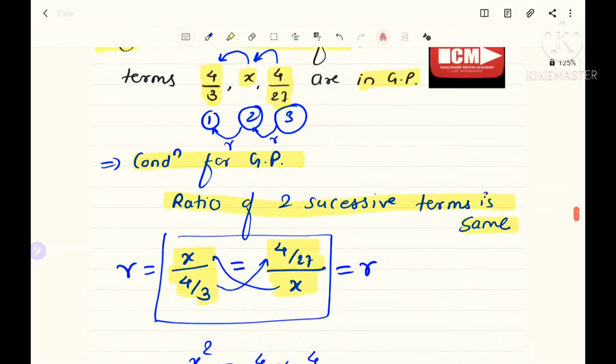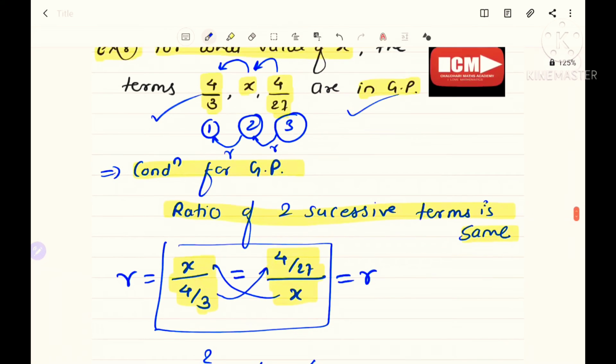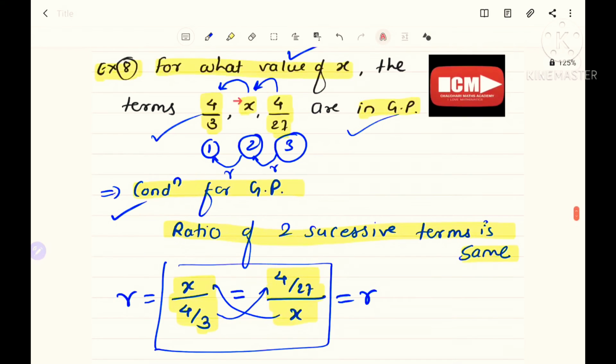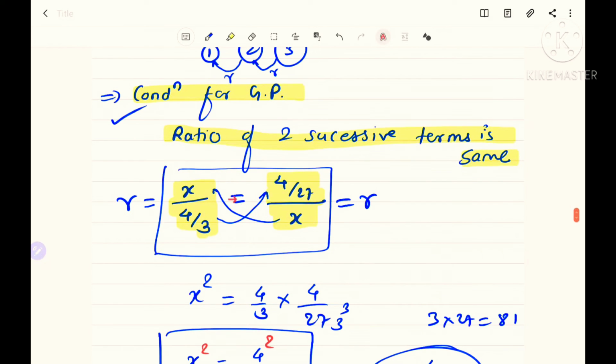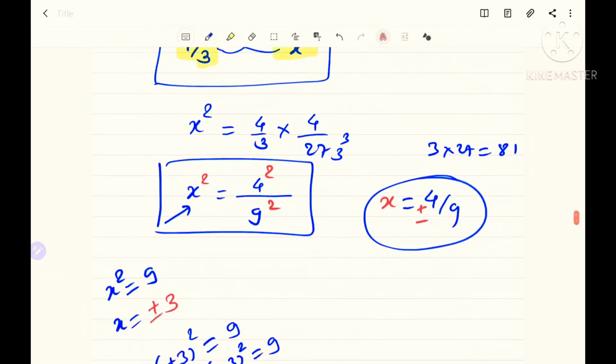So this one was a very small and very interesting problem. What was given was, for what value of x the given three terms are in GP. This was a very simple problem. Just use the condition for GP, and you know that for GP the ratio of two successive terms remains the same. The ratio of x with 4 by 3 and the ratio of 4 by 27 with x remains the same, and on the basis of that do some calculations and you will get the value of x.